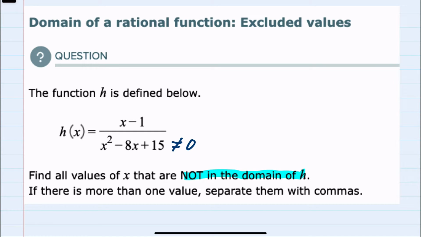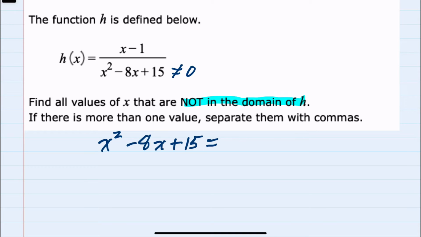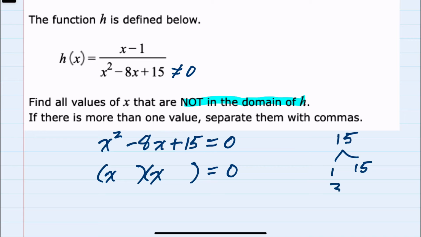So to find the values to exclude, I'm going to take that x squared minus 8x plus 15. I'm going to set that equal to 0 to find which values I would need to exclude from the domain. And to solve this, since the leading coefficient is 1, this will factor nicely. The left-hand side, the x squared, would have to be x and x. The factors of 15 are either 1 and 15 or 3 and 5. And since we need them to add up to -8, -3 and -5 add up to -8.